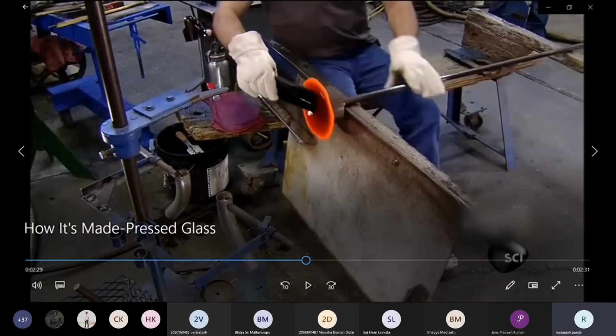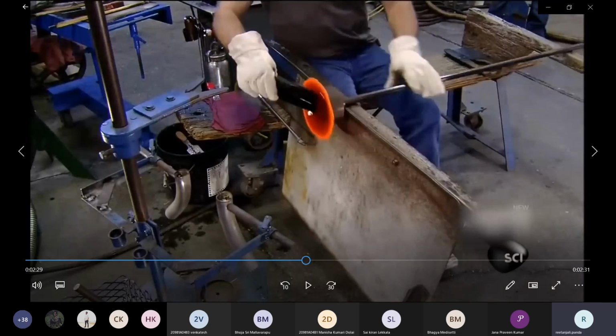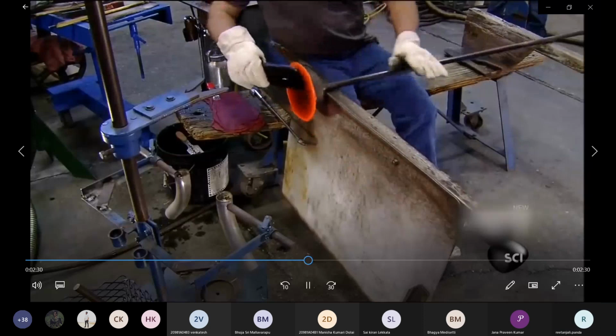Now you see, if you want to change the shape of the glass again, they are not melting it, they are not breaking it. What they are doing is they just soften it by putting it in the furnace. They kept that ball in the furnace so that the ball gets softened, and now they are going to work on it again to get a different shape.